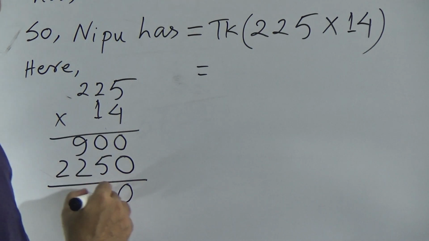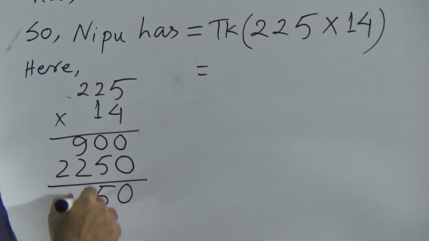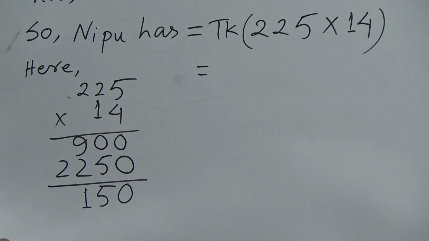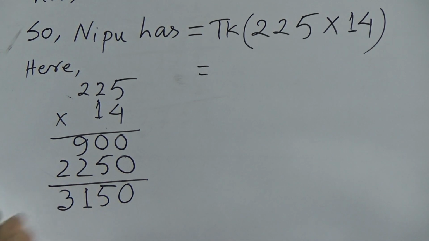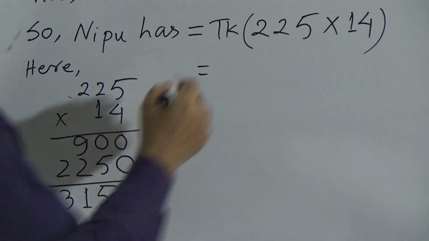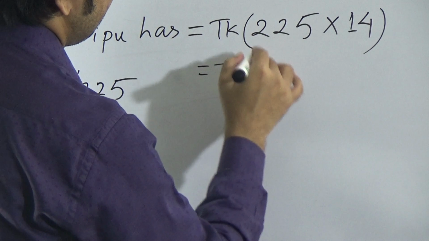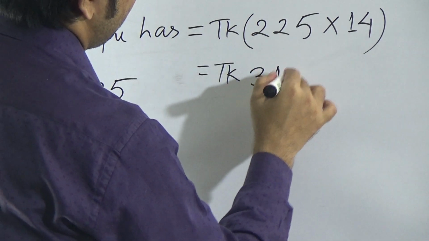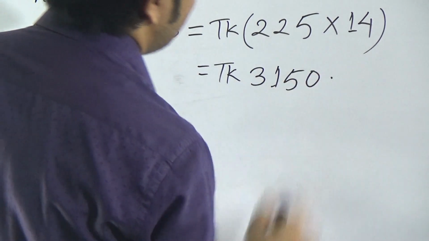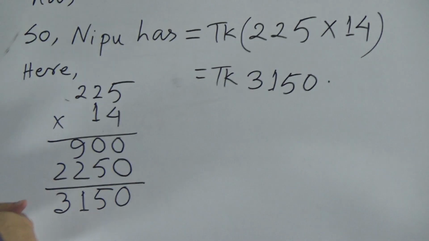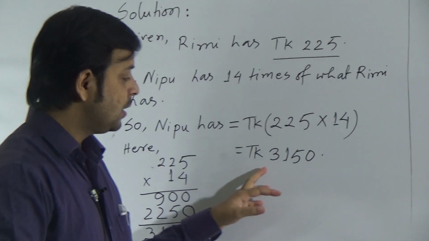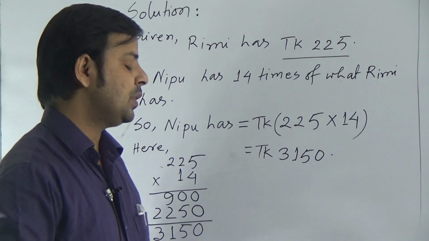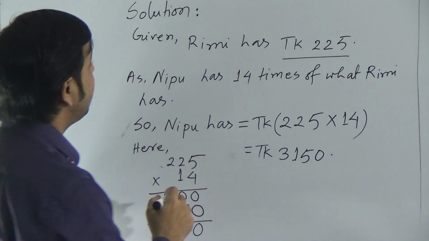5 and 0, we will get 5. 9 and 2 is 11. So 1 left. 2 and remaining 1 is 3. That is 3150. So we can say the product of this multiplication is 3150. Okay, dear students, so we can say our required answer for this question should be 3150 taka.